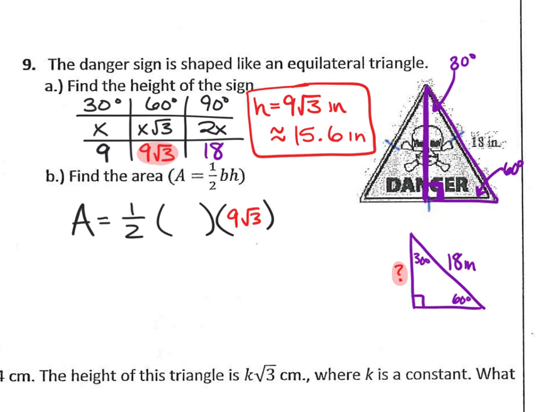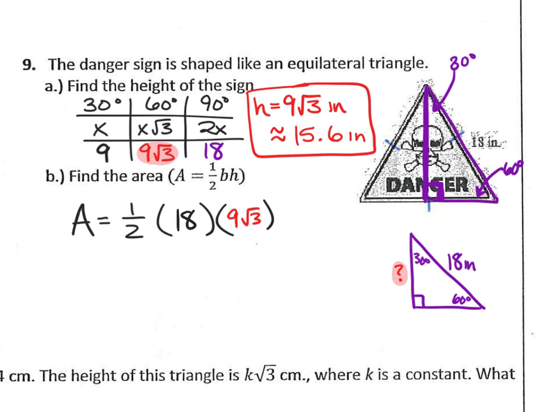15.6, but in the middle of a problem, don't ever use a decimal number. I want you to save the decimal numbers for the very end, which means I'm going back and plugging in the radical version. We did this last class with some of our triangles as well. Don't use the rounded number until the very end. New question though, what is the base of this danger sign? 18. Since it's equilateral, all of the sides are the same. So if this one's 18, this one's 18.